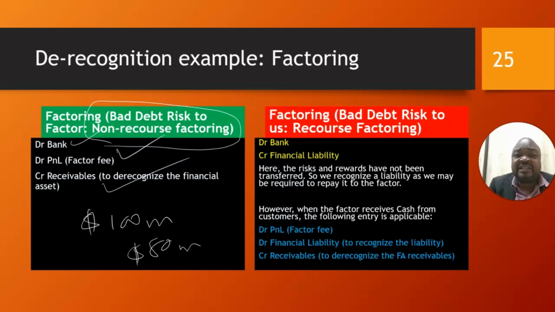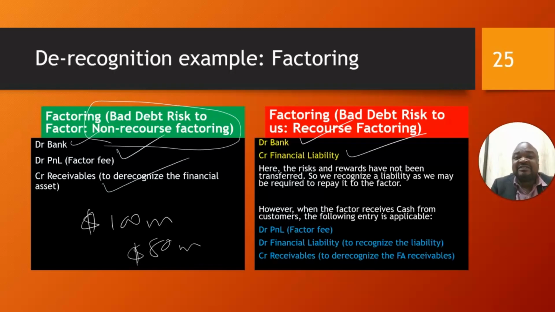What about in a factoring situation where the bad debt risk is still borne by us? If the factor pursues and fails to recover certain debts, he is going to pounce on us. So in that case, we are only going to debit bank and credit a financial liability. Why a financial liability? Because there is potential that there is going to be some recourse. So here the risks and rewards have not been transferred. So we recognize a liability as we may be required to repay it to the factor. So it's some sort of provision.